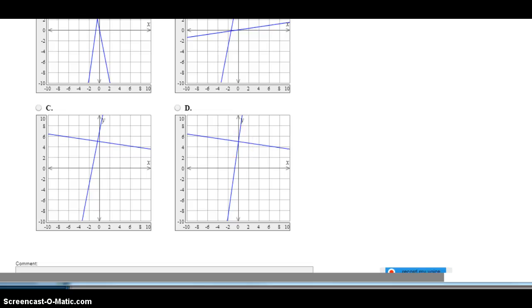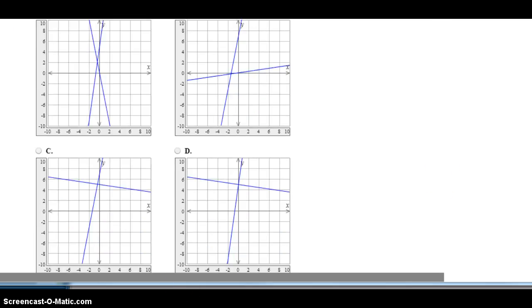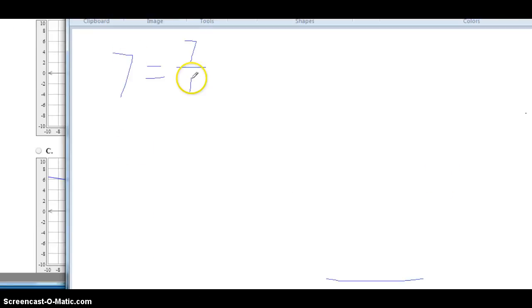You can also use the slope information if you had a situation where there's more than one option that they both crossed at 5, you would have to use the slope to figure out which of the choices is correct. In this case, D is the only possible answer because it's the only one that crosses at 5. But our slopes tell us one of them should have a slope of 7, which is the same as 7 over 1. If you do 7 divided by 1, you get 7.